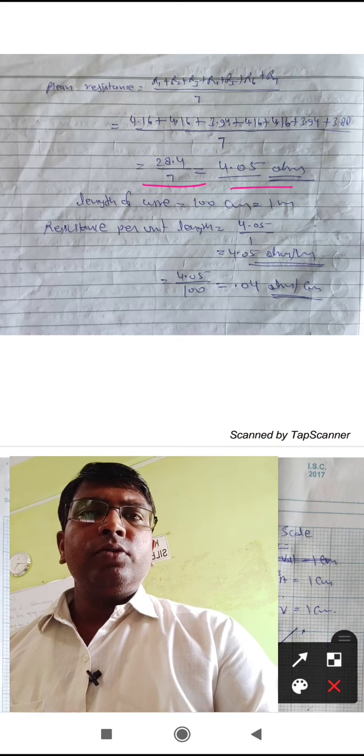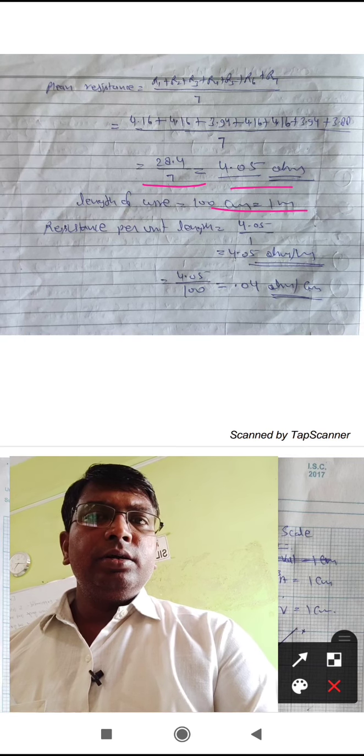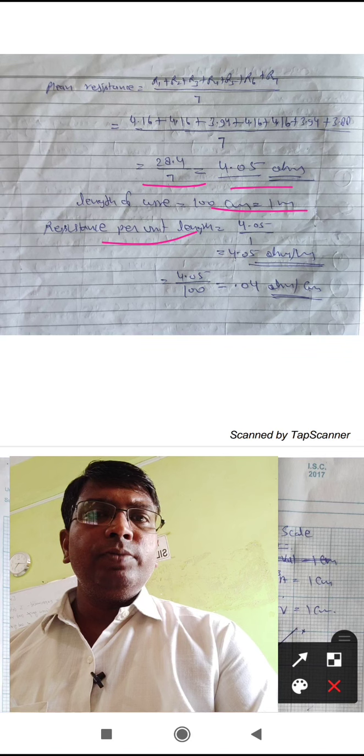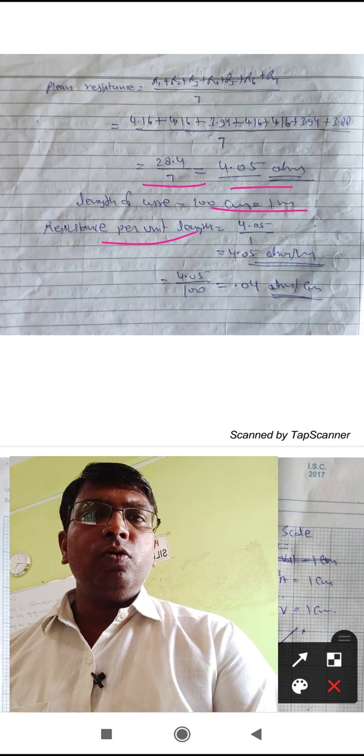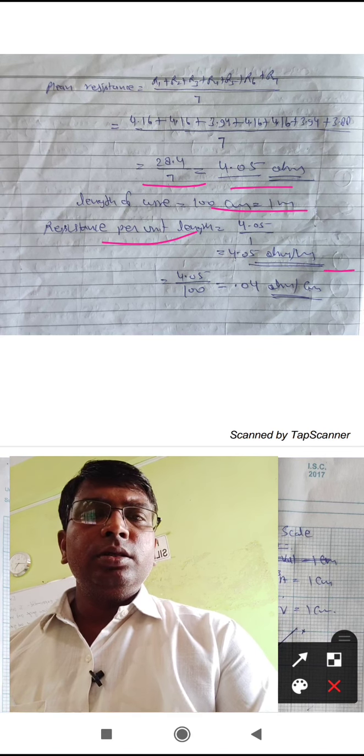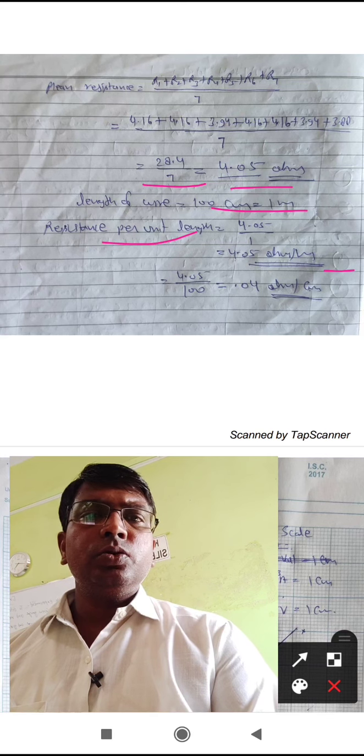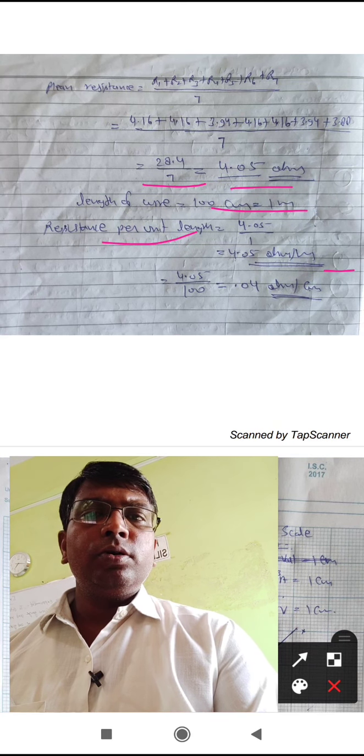So the length of the wire equals 1 meter, and the resistance of the given wire is 4.05 ohm per meter. In 100 centimeters, that is 4.05 divided by 100, that is 0.04 ohm per centimeter.